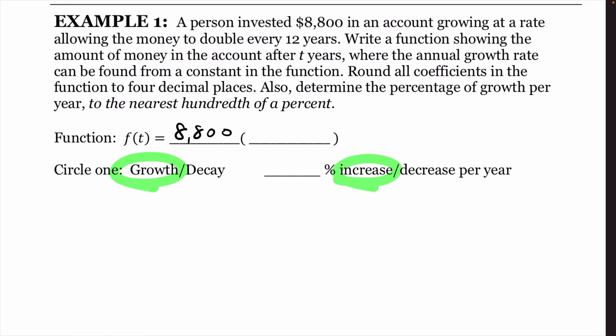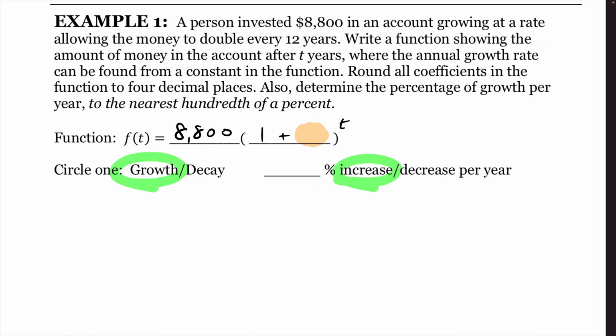And then we know it's growth, so we know it's going to be 1 plus R, right? Do we know what R is for this? Do we know what the percentage increase is going to be? It's nowhere there, right? So we don't know that, so I'm going to leave that blank for now. I'm going to come back to it later. And then it's T there, right? T goes there.